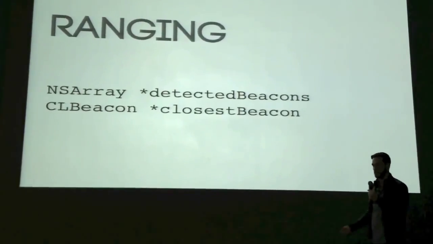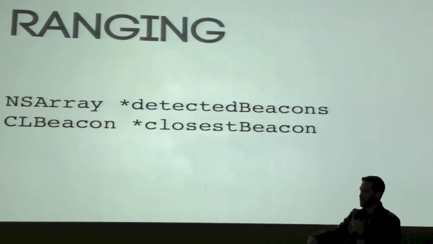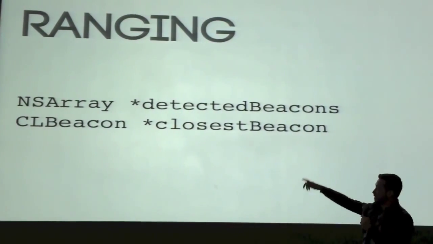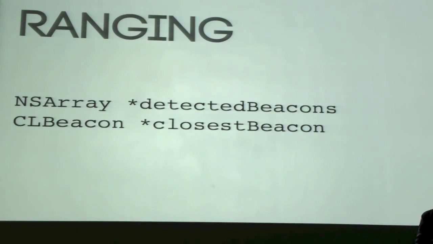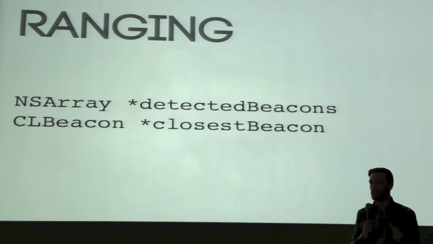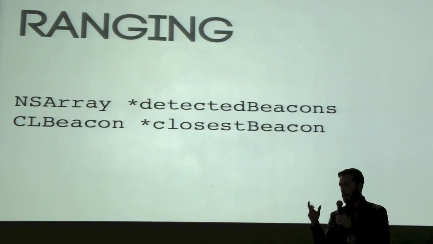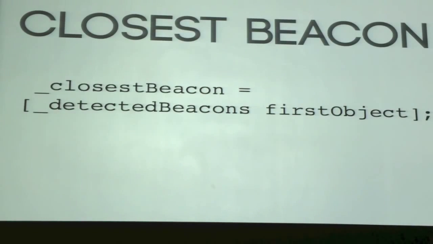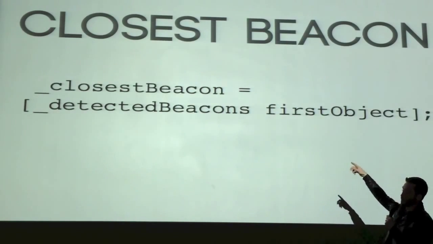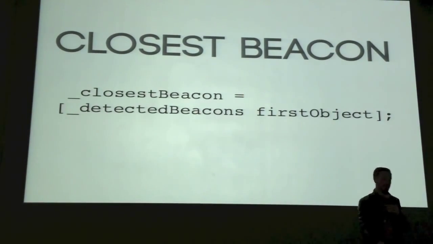Sometimes I want to massage the raw data that's coming in from that method. So I tend to take that NSArray and throw it into another array called detectedBeacons. And then I set up something called the closestBeacon. Maybe I don't care that there are 6 beacons in the area. I just care about the one that's the closest. So I set up one I call closestBeacon, and the way I grab that from the array is I say it's the first object in the detectedBeacons array, because it's the closest beacon.